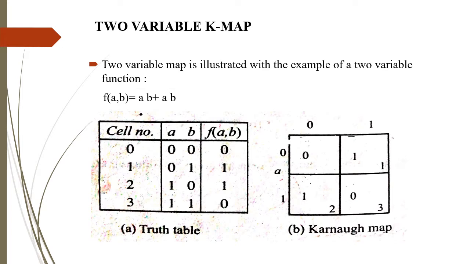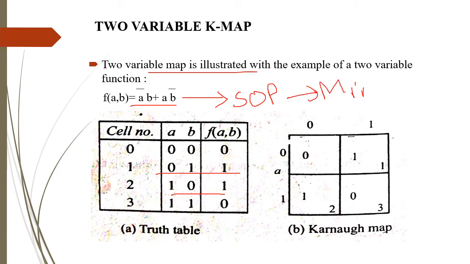So this is a two variable K-map. Two variable K-map is illustrated with the example of a two variable function, which is given as a bar b plus a b bar. Wherever you have this a bar b plus a b bar, the output will go high. Now this particular term is nothing but a sum of products, that is SOP. We call these product terms min terms, and the output will evaluate to 1. So this is what I have written here.